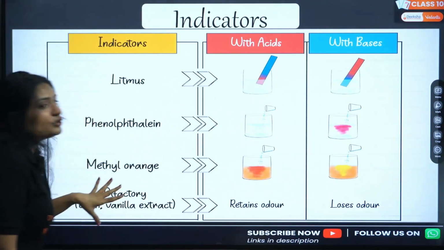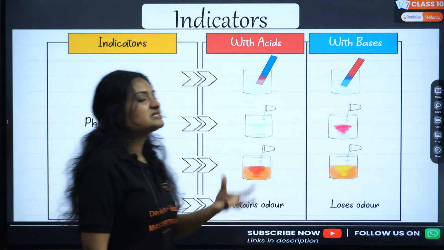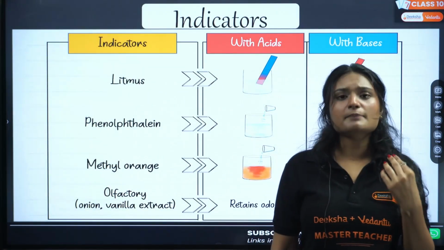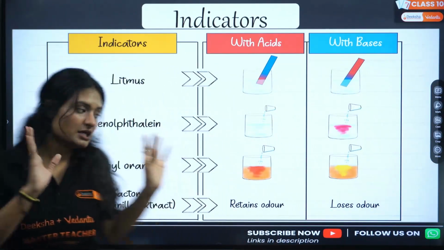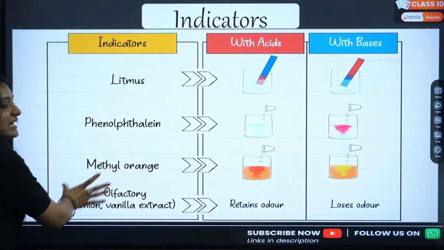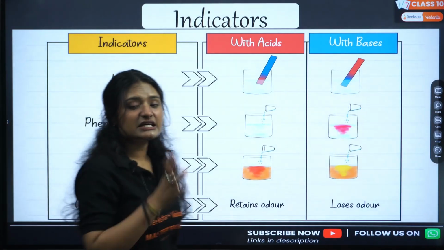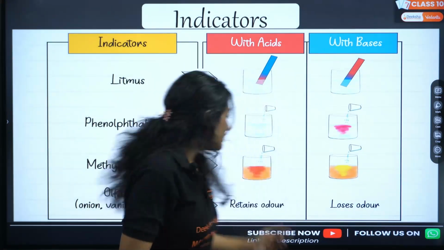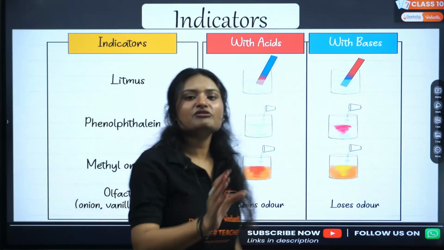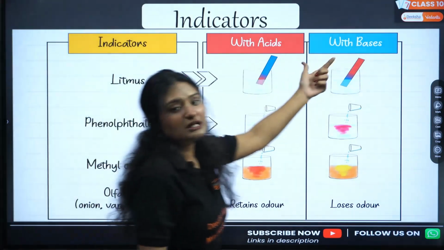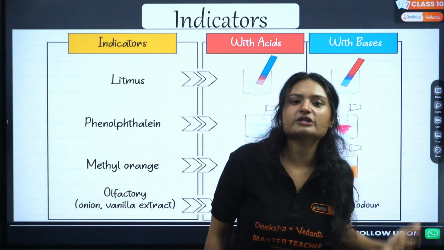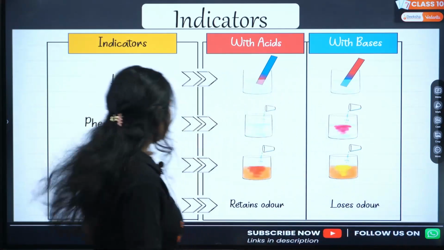Now what about olfactory indicators? Olfactory means they are smell based. By their smell you can figure out whether you are given an acid or a base. Here we have onion and vanilla extract. Both of these, if they are treated with an acid, will retain their odor. They will not lose their odor. But if they are put in a basic solution, they will lose their odor. These are the indicators.